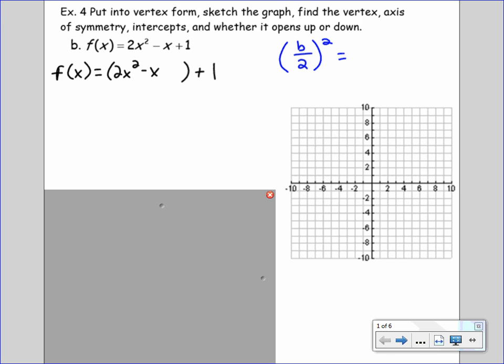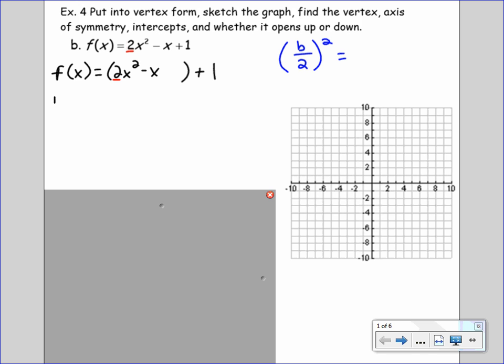Example 4b is another one where we will have to complete the square to rewrite this in vertex form. The difference is our value of a is not equal to 1, so you can see we have a 2 there, which means when we set up our structure, so you can see right below that I do have the structure set up for completing the square. What we'll need to do is factor out this 2.